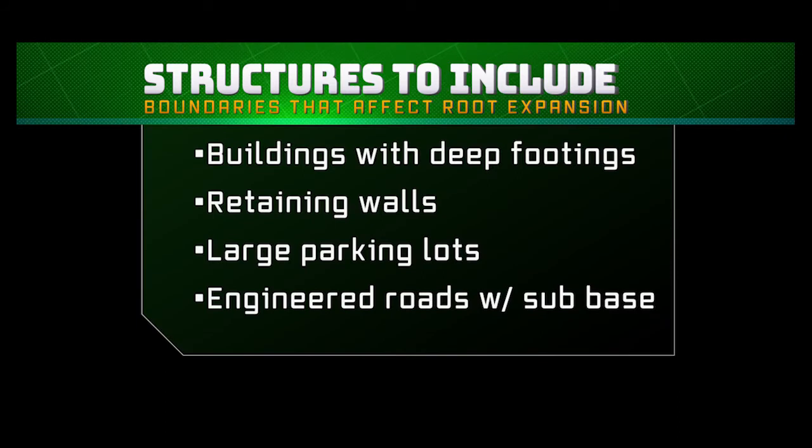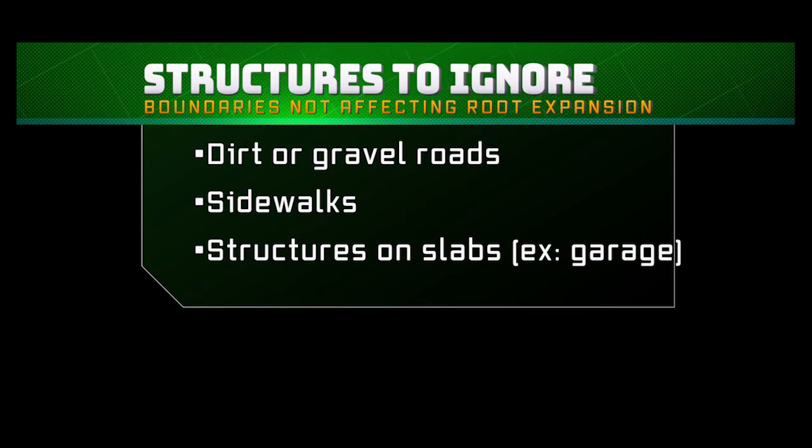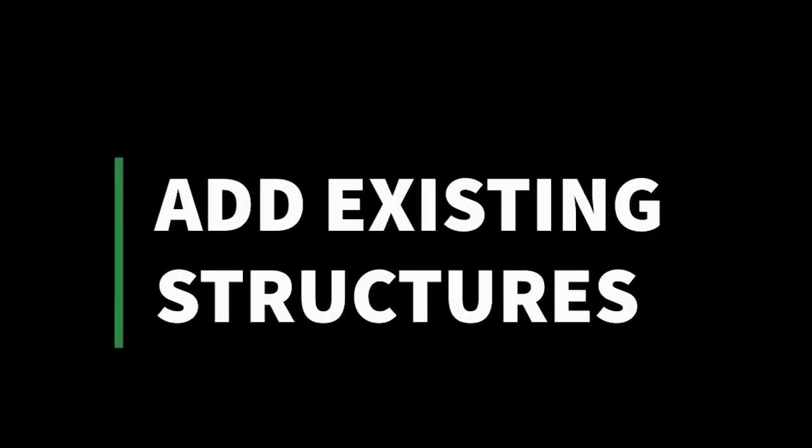Once your plan is uploaded, step 1 is to identify existing boundaries and structures on the subject property or neighboring properties that could affect root expansion. Examples of existing boundaries that limit root expansion and should be included on your drawing are buildings with deep footings, retaining walls, large parking lots, and engineered roads with a deep subbase. Examples of structures that do not limit root expansion and do not need to be included on your site plan are dirt or gravel roads, sidewalks, or structures built on slabs such as garages.